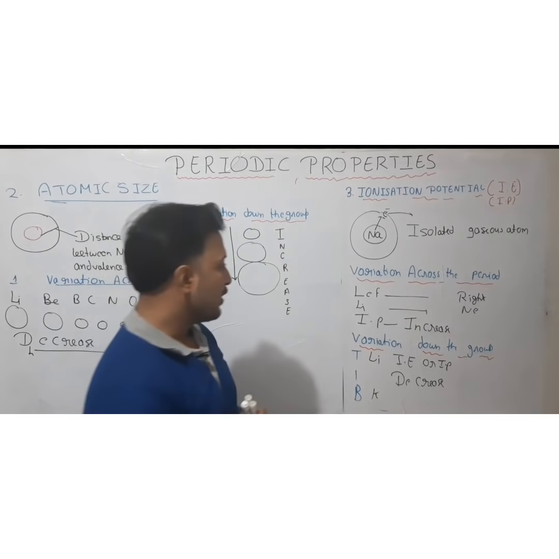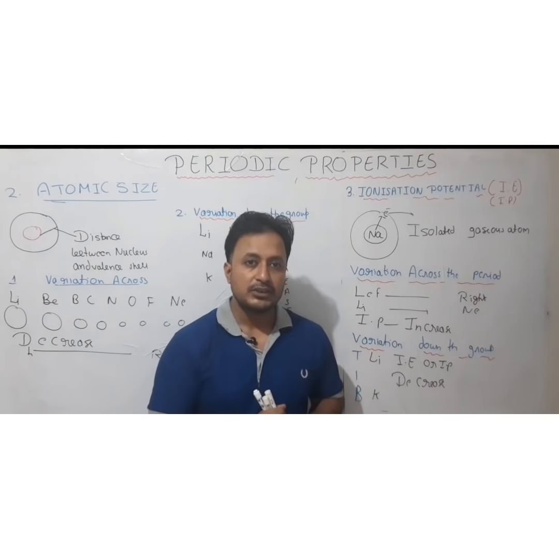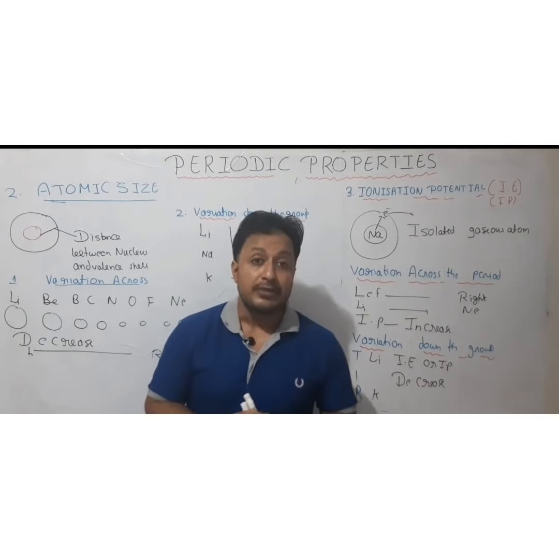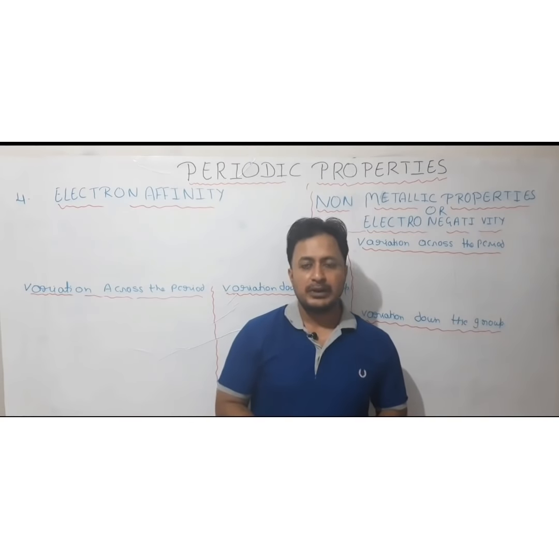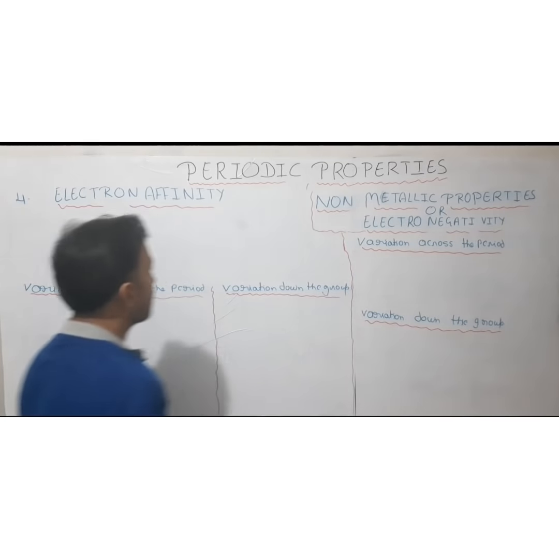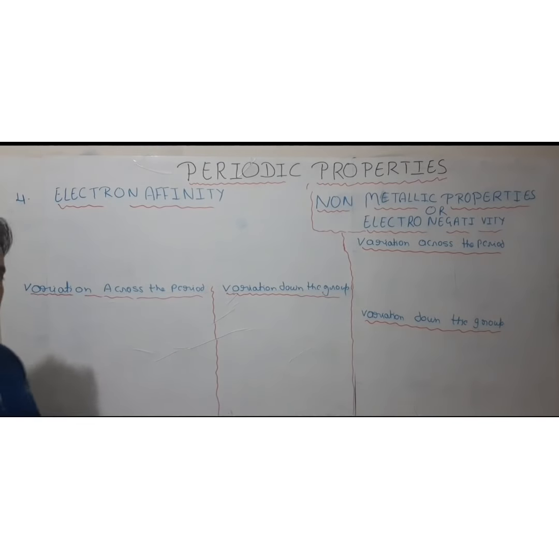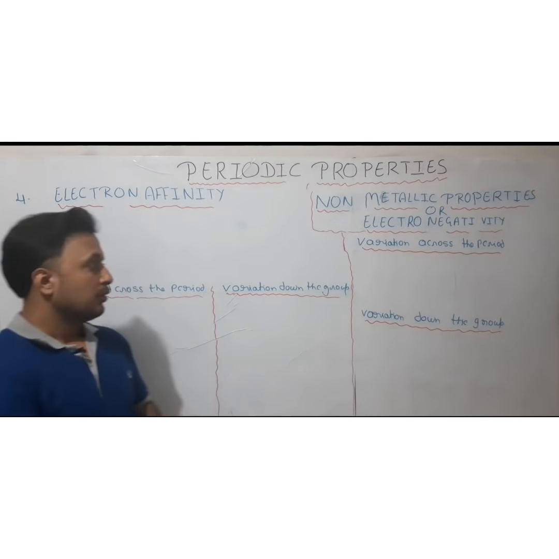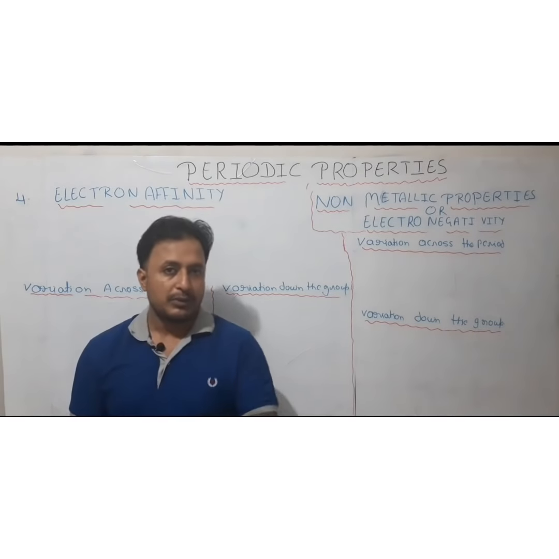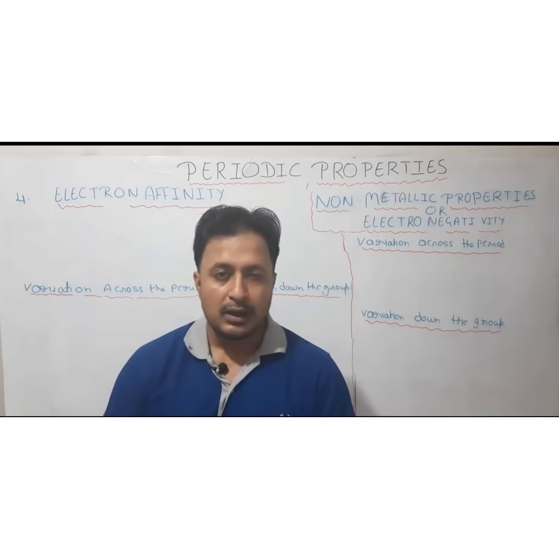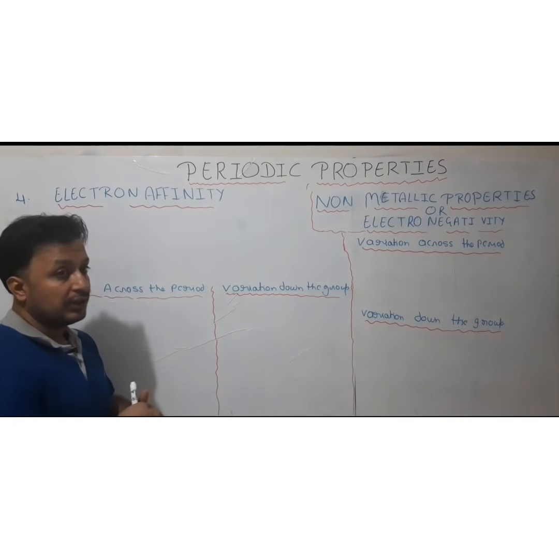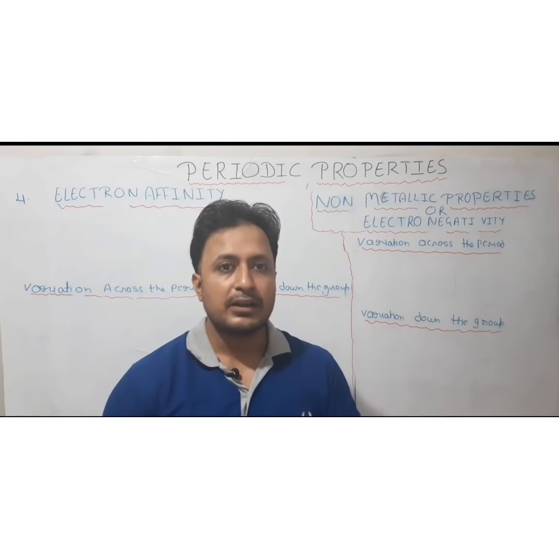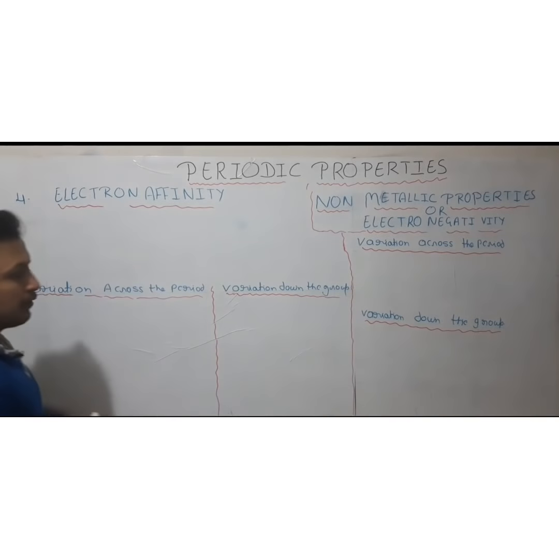Understood? Now we are going to discuss the next periodic property, that is electron affinity. Now we are going to see what electron affinity is. Electron affinity is actually opposite to ionization potential. Ionization potential is related to those elements which are going to lose the electron, and electron affinity is related to the opposite, the elements which are going to gain electrons, like non-metals. Non-metals tend to gain electrons easily. Now what is this electron affinity?